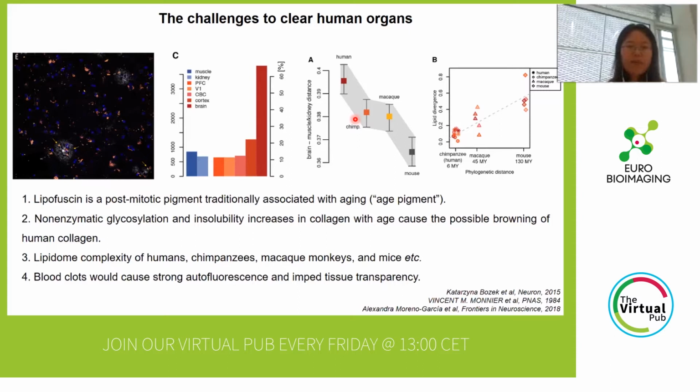And the fourth factor is that when we collect the human organs, because of the delay of the collection, the human organs always carry a lot of blood clots. We cannot immediately perfuse them like the mouse models. So the blood clots will cause strong autofluorescence and also impede the tissue transparency.